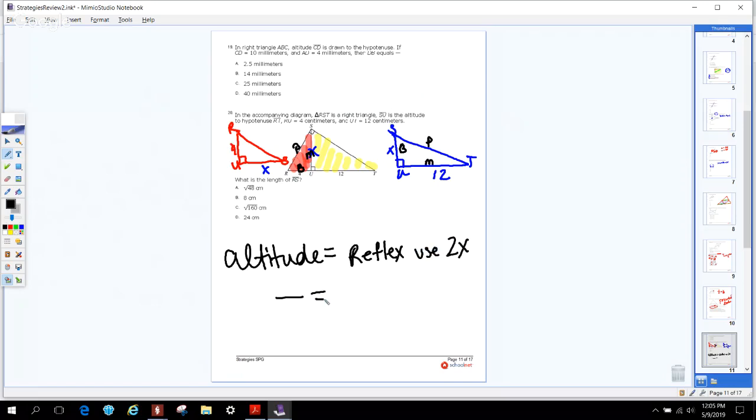And what I mean by that is you're going to set up a proportion. You're going to put the reflexive side down here and the reflexive side up here. One will always be low, one will always be high. The other two numbers, it doesn't matter where you put it.